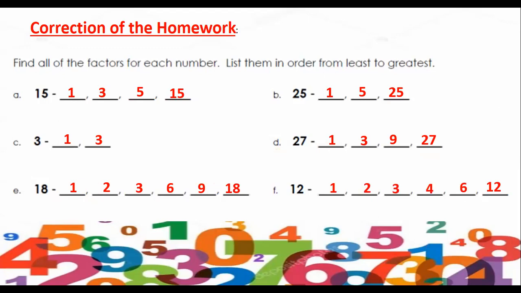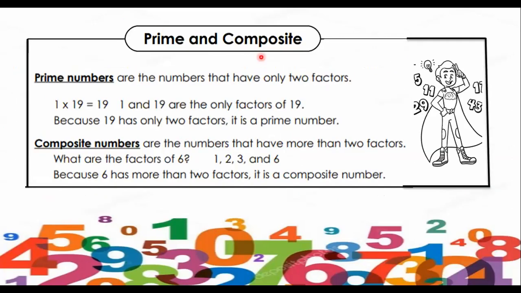When I finish, I will ask you, what do you notice? What do you notice here? I notice that some numbers, here 3, have exactly 2 divisors, or we can say they have only 2 divisors, 1 and the number itself. Okay, so here we introduced a new idea, which is the prime and composite numbers. What are the prime numbers? The prime numbers are the numbers that have only 2 divisors.